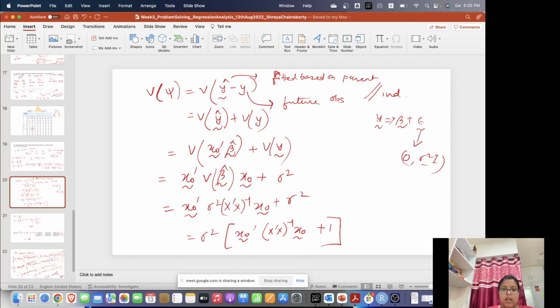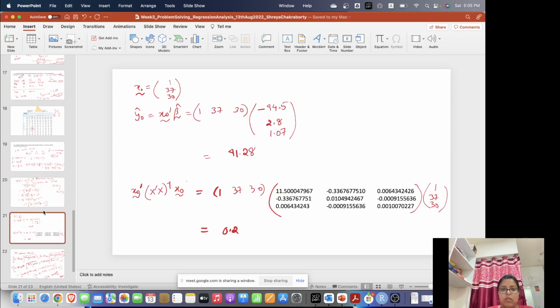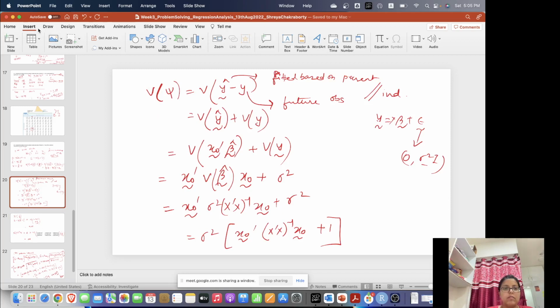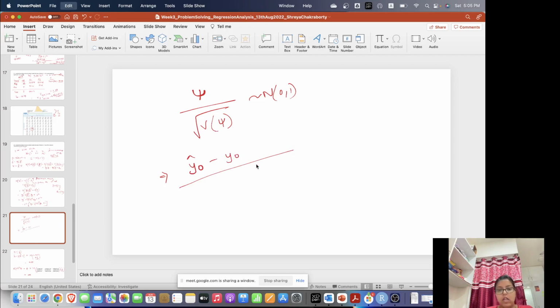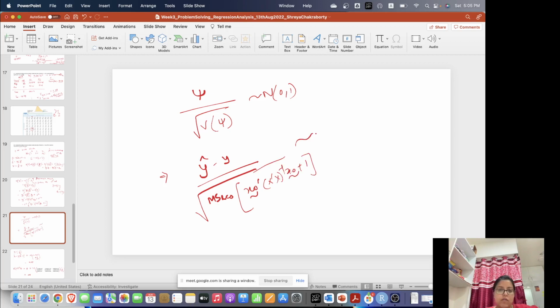So once we have the variance and the expectation, all we need to do is compute psi divided by the root of the variance of psi. This one would follow a normal 0, 1, and this one would be y naught hat minus y naught, sorry, I messed up the notation it seems, so y hat minus y, divided by the root of, in place of sigma square we would write the MS residuals times this thing plus 1. This one would follow a t distribution with degrees of freedom 5.